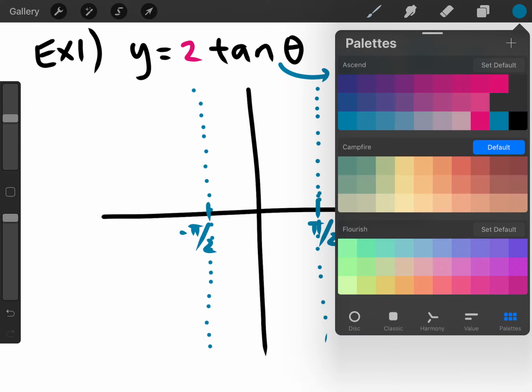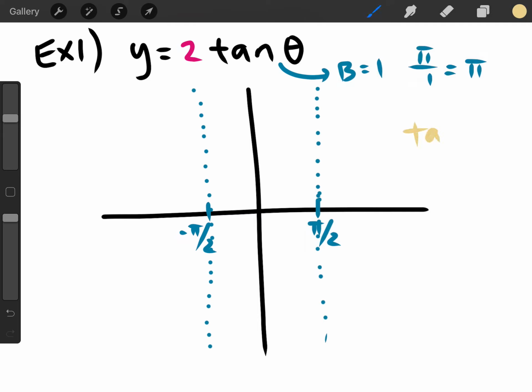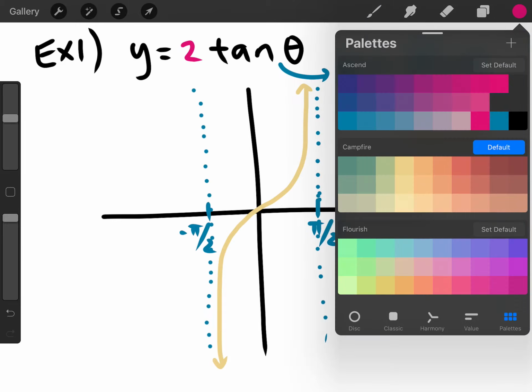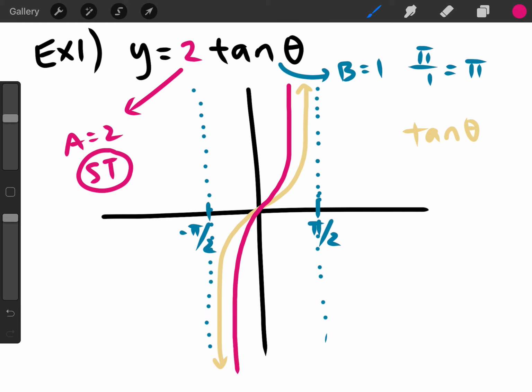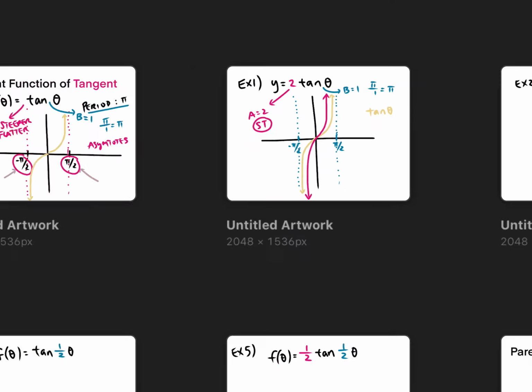So now let's draw the parent function. The parent function is just tangent theta. It's going to look like this. The a value is 2, which means it's going to be steeper. So you're going to give me a steeper curve on both quadrant 1 and quadrant 3, like that. The curve in pink is going to be your actual answer.